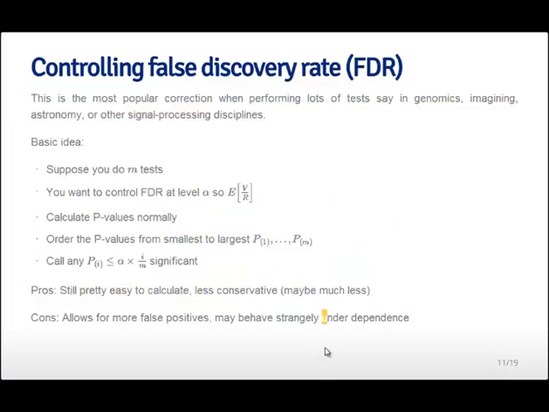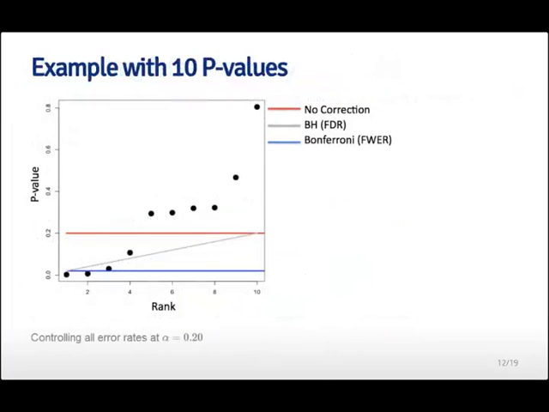So here I'm going to show you an example of how these significance calculations are performed, and basically how the hypothesis tests are performed for the different corrections. I'm going to do this example with 10 p-values, and I'm going to control all of the error rates that we're going to be talking about at the level 0.2. So here are the 10 p-values. They're ordered by how small they are. This is the smallest p-value up to the 10th p-value, which is the largest one. And on the y-axis is the p-value itself.